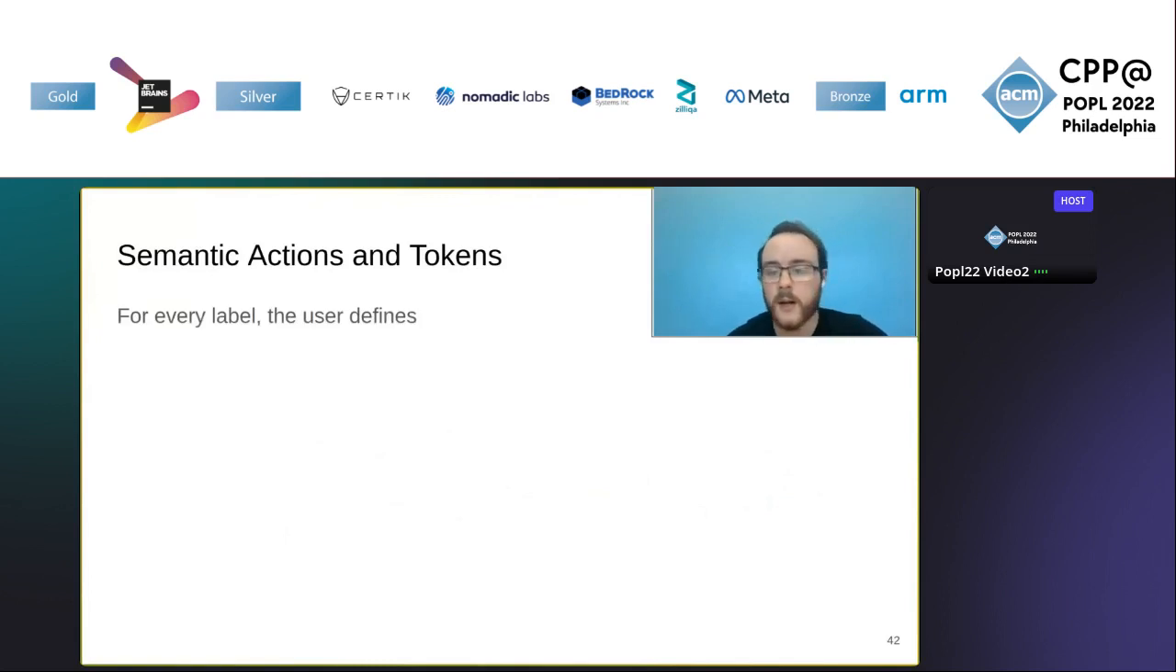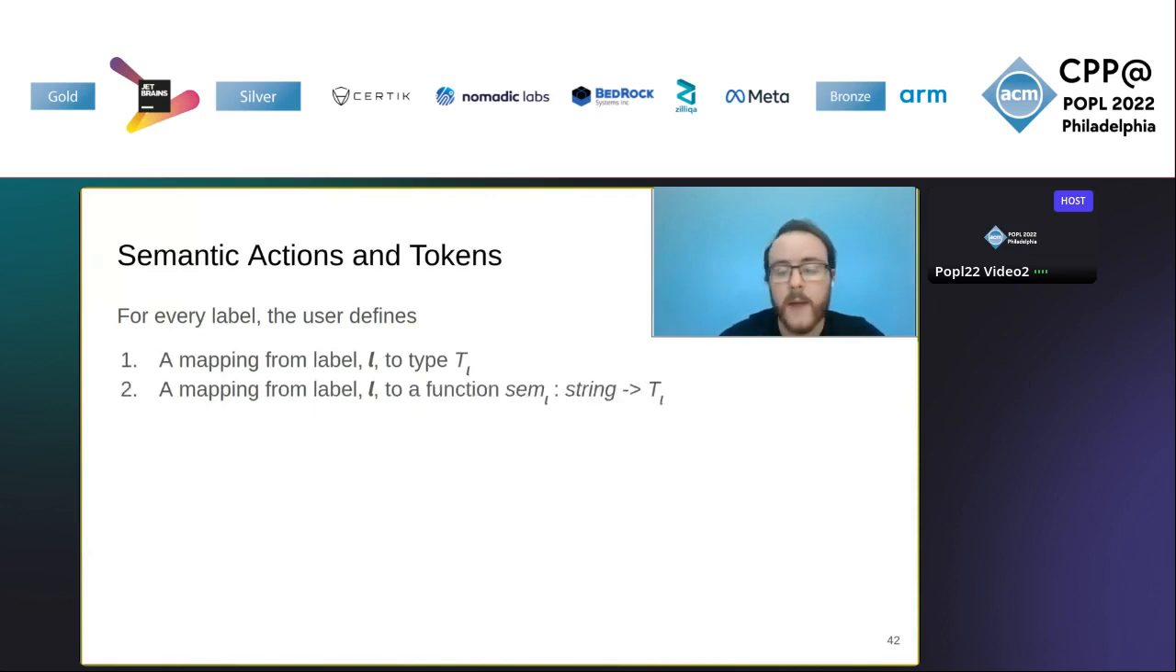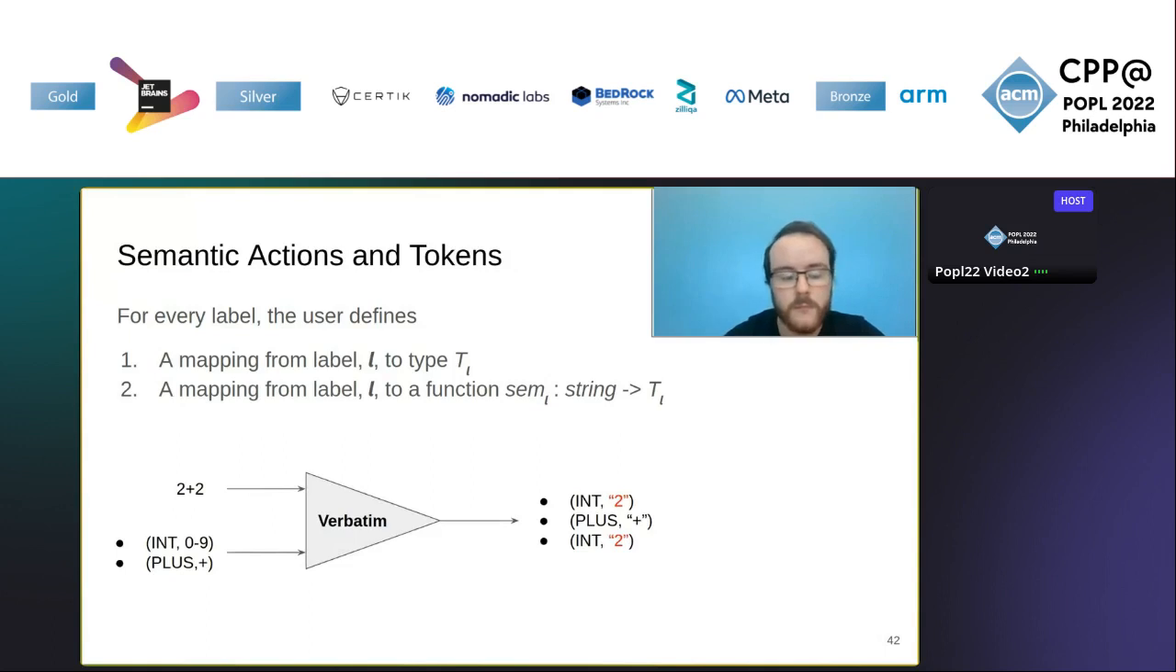So the user, they supply the labels to us. And so it's not unreasonable to ask them to supply some additional information. In particular, they're going to supply a mapping from each label to a type. And then they're going to tell us how to take a string and convert it to that type. So Verbatim is going to just produce these labeled strings, as I've talked about in the past. And then it's going to add an additional layer where it applies the semantic actions provided by the user.